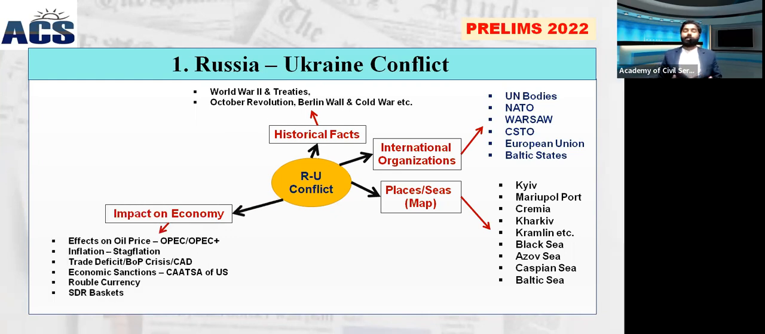Then, from economic perspectives, we know that this war, the Russia-Ukraine conflict, has affected the supply of oil. If there is a disruption in the supply of oil, it will have an effect on oil prices, so it resulted in an increase in the prices of oil. That's why we need to check those facts. Then organizations like OPEC and OPEC Plus are again another important area, particularly from economic perspectives.